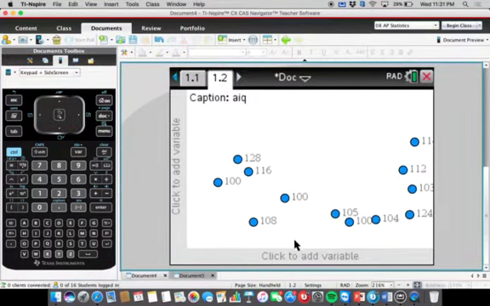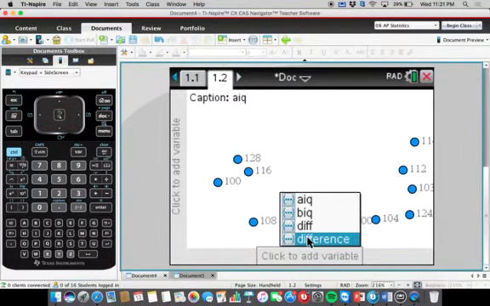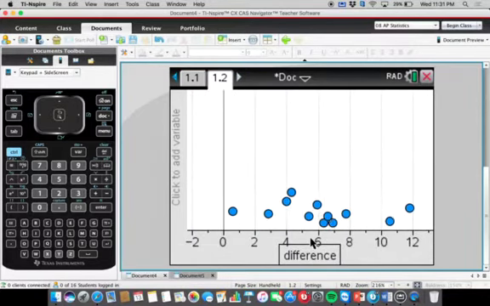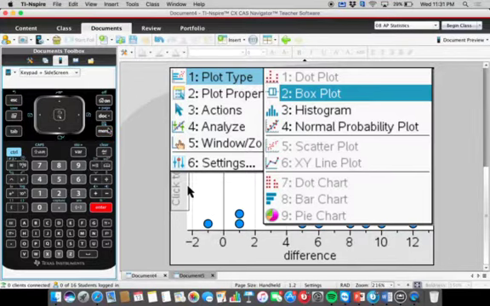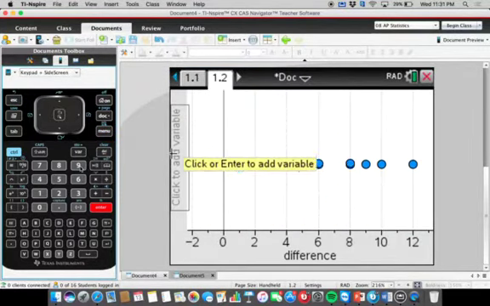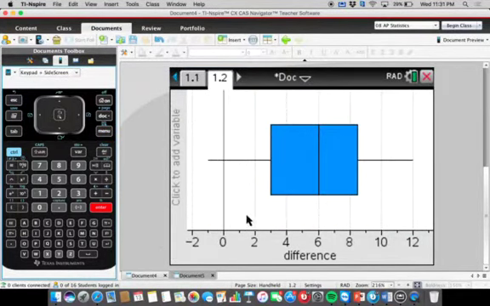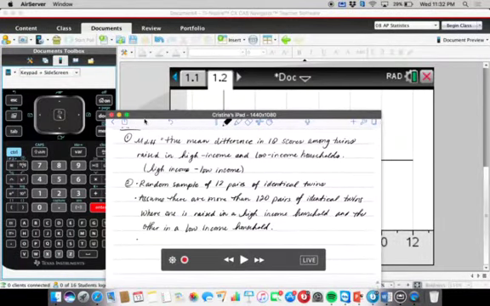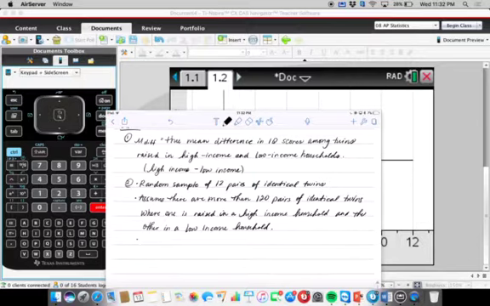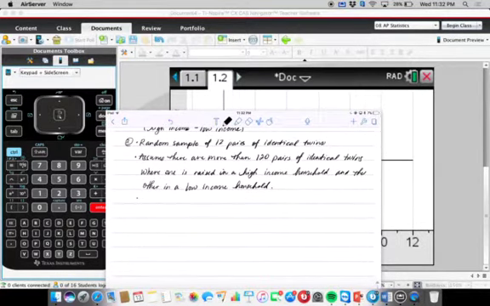Go to data and statistics, and when we click to add a variable, we're going to look at the difference, right? And there's our dot plot, but I'm going to do a box plot just because it's easier. And here you go, here's our box plot. As you can see, there are no extreme outliers, there's no extreme skewness, so we're going to draw this plot on our paper and write that there is no extreme skewness or outliers.